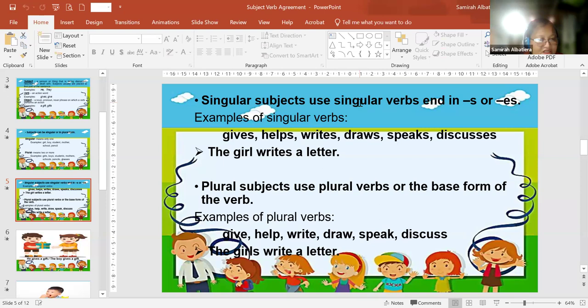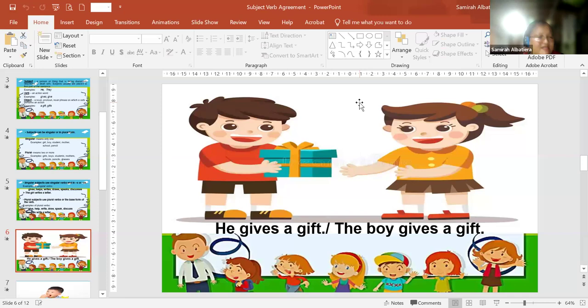Okay, next. So this is an example: he gives a gift. So he is our subject. Take note, according to the definition earlier, usually the subject is placed at the beginning of the sentence. He is a singular subject followed by a singular verb, wherein the verb give has been added with S or ES to become a singular verb.